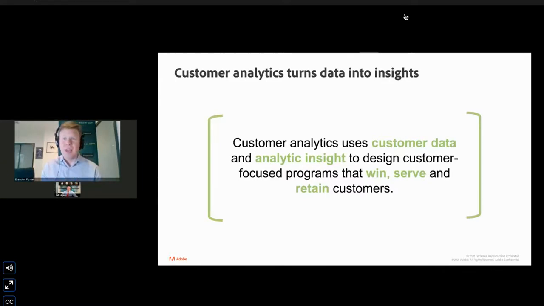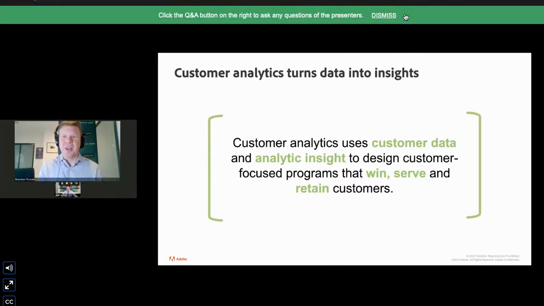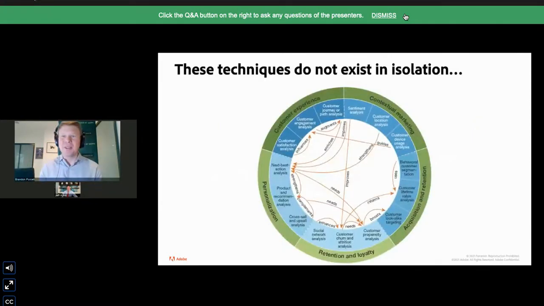Now, in terms of the actual techniques that make up customer analytics, I have this pinwheel diagram that Jeff and his team are probably sick of because they've seen me present it many times, but this hopefully is new to many of you. These are the primary techniques that we see companies in the market using to extract value from their customer data, to extract these insights. Now, I'll just briefly talk through how to interpret this diagram.